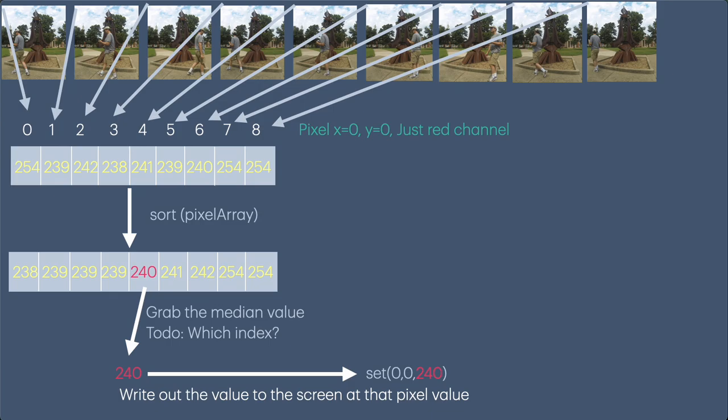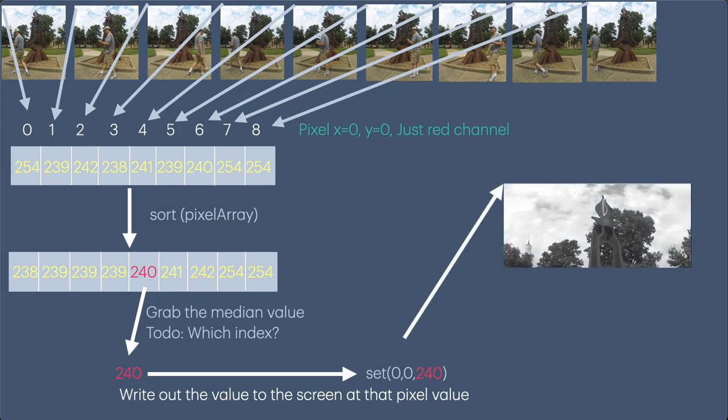We're throwing out the extremes, right? We've thrown out 238 and we've thrown out 254, and we're sticking with the middle value, okay? And hopefully, when we reconstruct the image, we're going to write that out at pixel value 0, 0. And as you might imagine, we have to do it for 0, 1 and 0, 2 and 0, 3 and 0, 4, right? All the way to whatever the height and width of this image is. So we have to go through all of that. And once we get there, we should be able to get an image that's devoid of the pesky tourist.